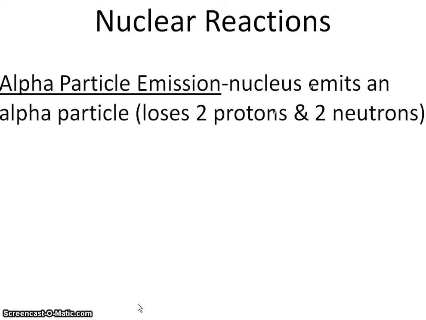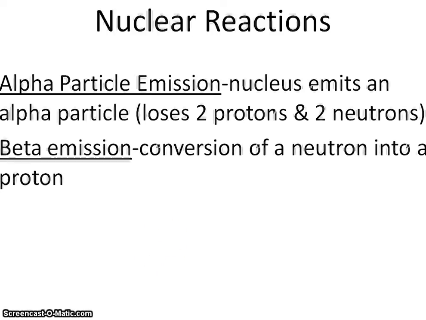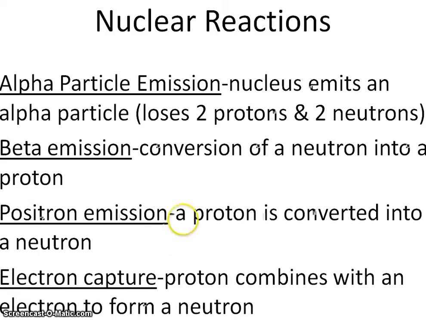The first type of reaction is alpha particle emission, where a nucleus emits an alpha particle. In other words, it loses 2 protons and 2 neutrons. Next we have beta emission, the conversion of a neutron into a proton. The opposite occurs in positron emission, where a proton is converted back into a neutron. And finally we have electron capture, where a proton combines with an electron to form a neutron.